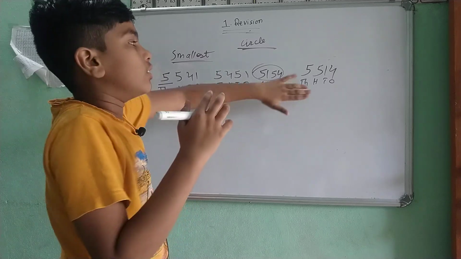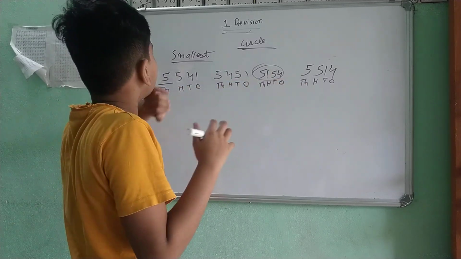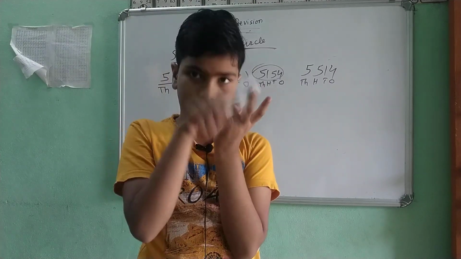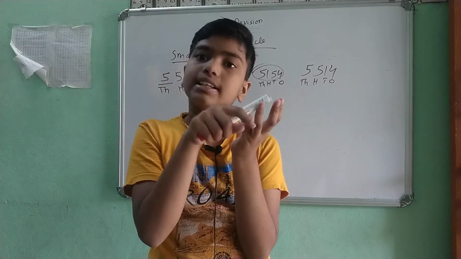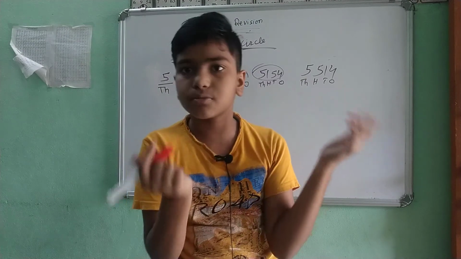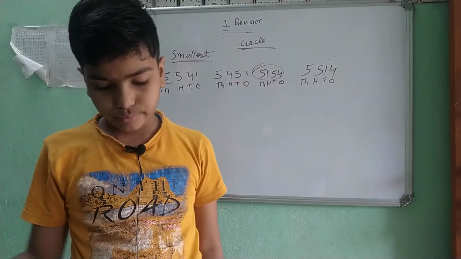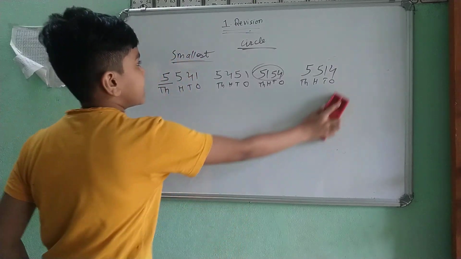Do not depend on the 54 or 51, depend on the thousands. If thousands are the same, look at hundreds. If hundreds are the same, look at tens. If tens are the same, look at ones. If ones are the same, then we will use the equality symbol. Okay. Now, the greatest.